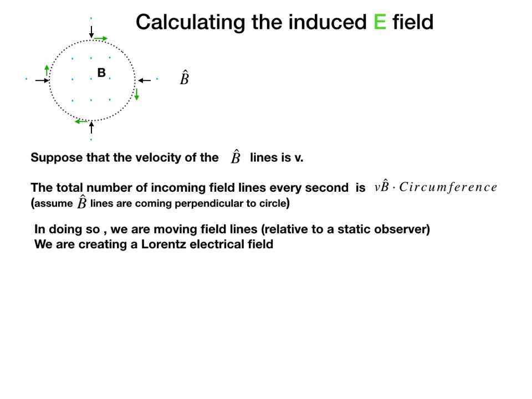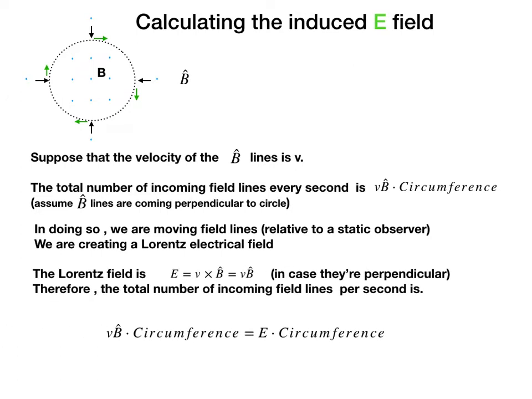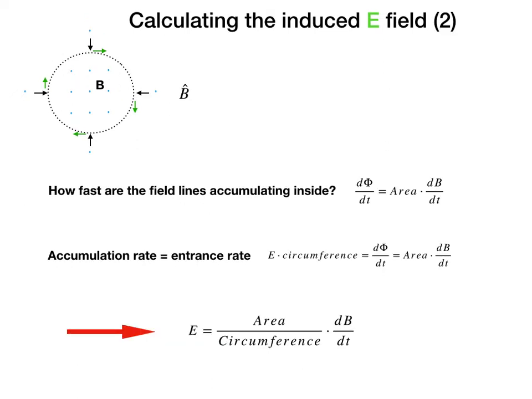We know that the field lines are moving with velocity v and they have a density B hat. So the number of field lines crossing the circle is v times B hat, of course, times the circumference of the circle. And of course, when we are moving these field lines, we're creating the Lorentz electrical field as we discussed. Now, in order to actually calculate that electrical field, we can count the number of field lines coming into the circle in a different way.